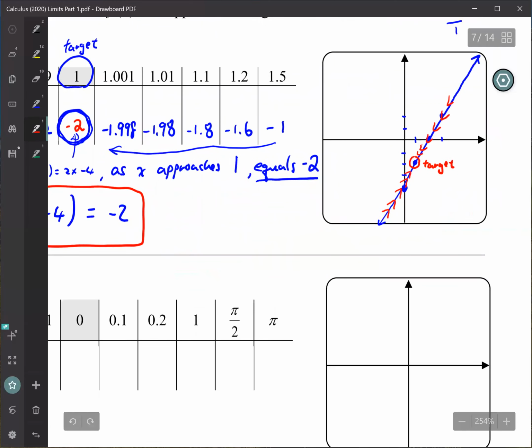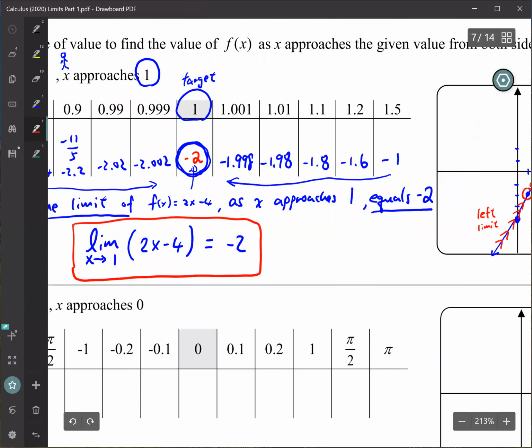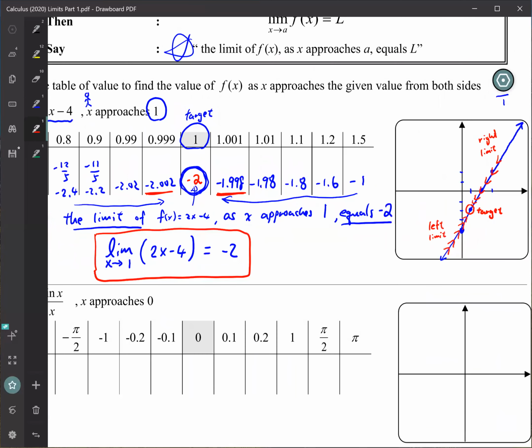So this is the left limit. Walking from the right is called the right limit. So there are two sides to the limit, and they both match -2. Getting very close to -2, these two values. So that's why we say the limit is -2. Even though you did not find 1, you can still predict. Okay?